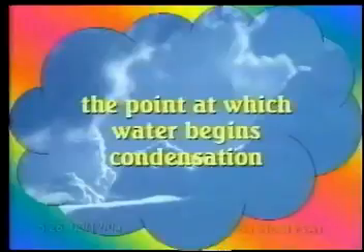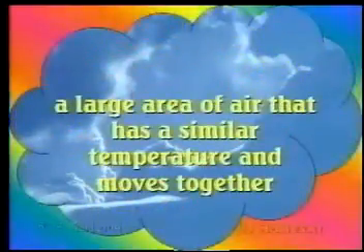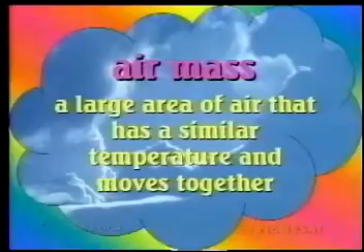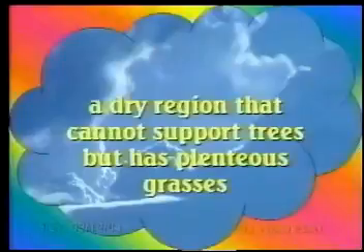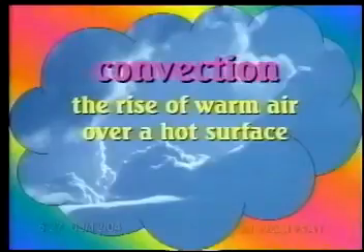The point at which water begins condensation. That is the dew point. A large area of air that has a similar temperature and moves together. That's an air mass. A dry region that cannot support trees but has plenteous grasses. Grassland. The rise of warm air over a hot surface. And that is convection. Okay, we'll stop there. 5 minutes is about up.